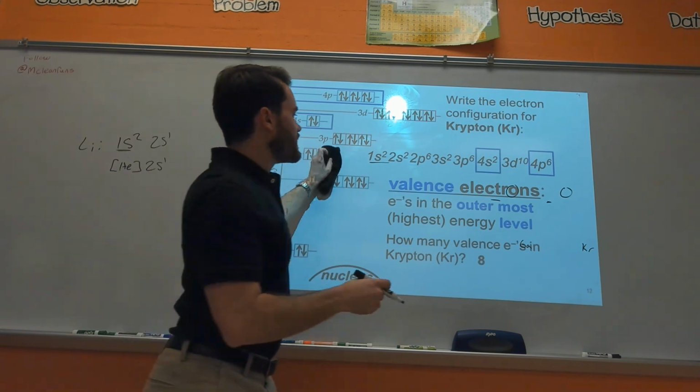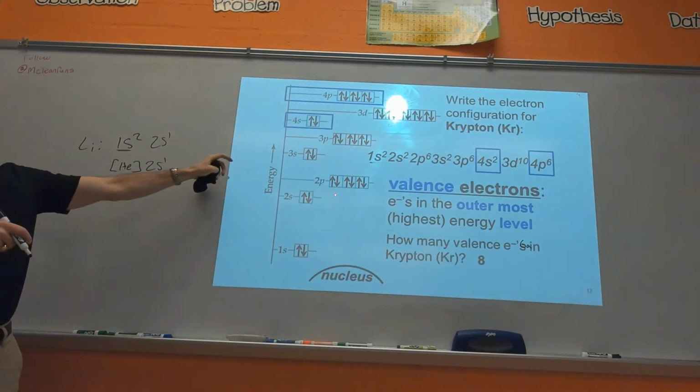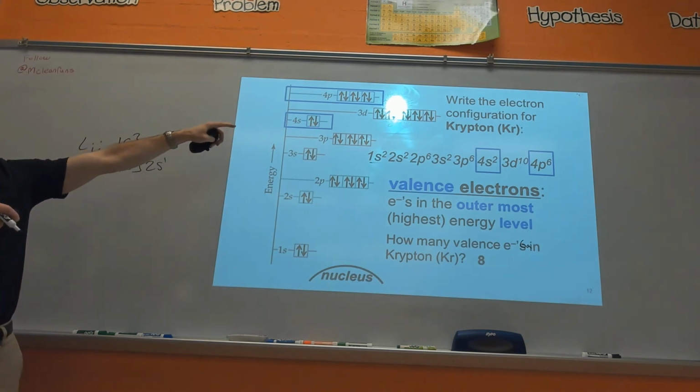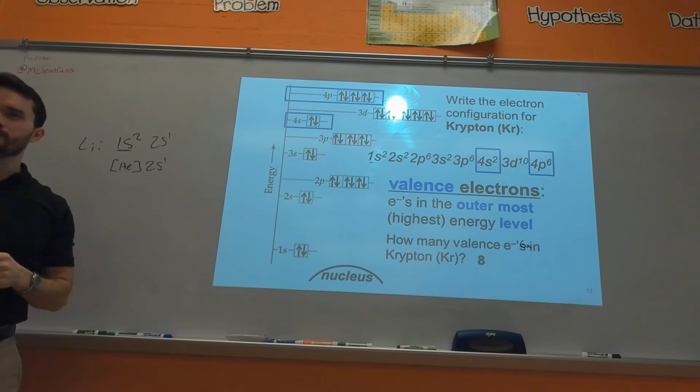And then the orbital diagram. So this is the full orbital diagram, but we just keep going in order. So 4s, 3d, 4p. You just keep going up in order. Okay.